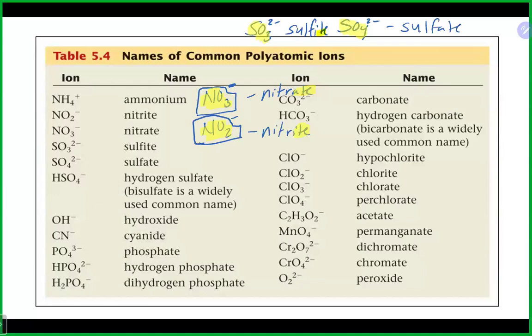Again, the one with the least number of oxygens will end with "ite." The one with the most number of oxygens will end with "ate." So that's a really good way to organize these and learn these. You could do it one of two ways. You could memorize everything individually if you want, or what you could do, for example, is memorize all the "ates" and know that if you need an "ite," it's just 1 oxygen less, right?